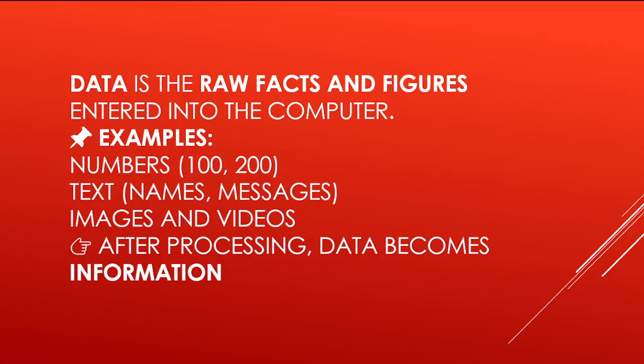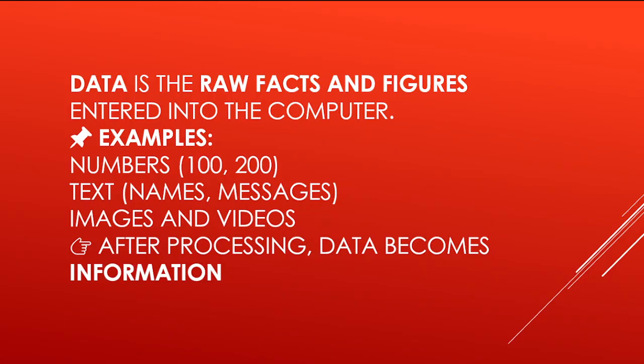Then we have data. Data is raw facts and figures. So here we enter into the computer. The data are used to enter information into the computer, like when you press letters A, B, C, D. All these are data. But by the time the data are put in place and organized, then the data turns to information.